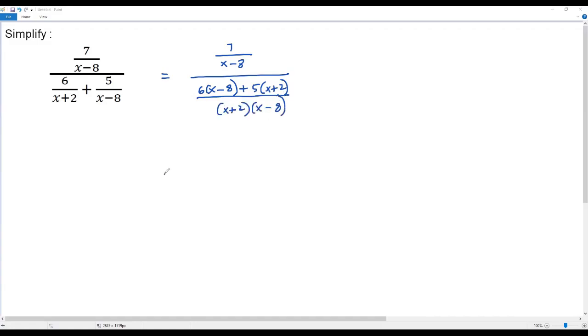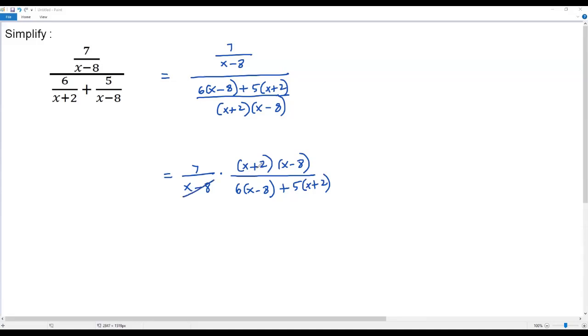In my next step, I'm going to write the fraction we have in the numerator as it is, that is 7 over x negative 8. Now I'm going to change this division as multiplication. When I change this division as multiplication, I have to take the reciprocal of the fraction in the denominator. So let me change this division as multiplication, and now get the reciprocal of this fraction. Then I'm getting x positive 2 times x negative 8 over 6 times x negative 8, positive 5 times x positive 2.